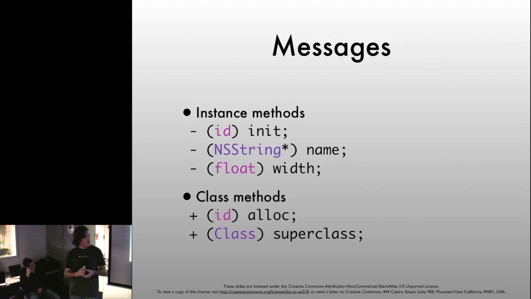Okay, so here are the declarations of some Objective-C messages. Just to give you an idea, I'll talk about some of these in more detail, but you have instance methods, which are messages that require you to have an actual allocated instance of an object to call, and then you have class methods, which do not require an instance of the object to be called. You can just message the class directly.